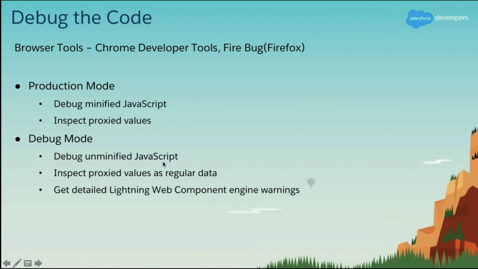But if you're using the debug mode, then you are working with unminified JavaScript code, meaning you have access to the complete code, so you can easily debug it. And all your data is shown as regular data, even if it is decorated with track or wire. And if there are any specific Lightning Web Components engine warnings, you can also see those warnings in the debug mode, so that you can fix them and improve your Lightning Web Component.